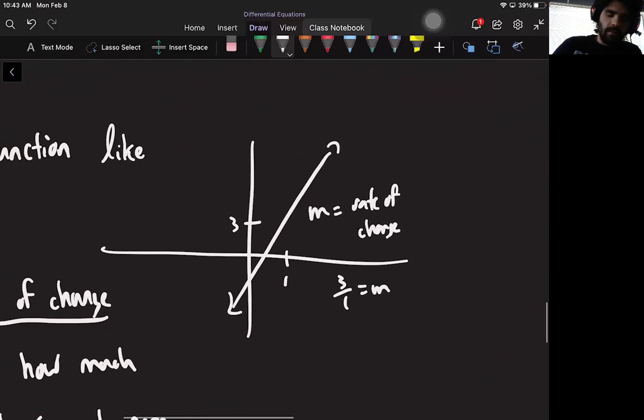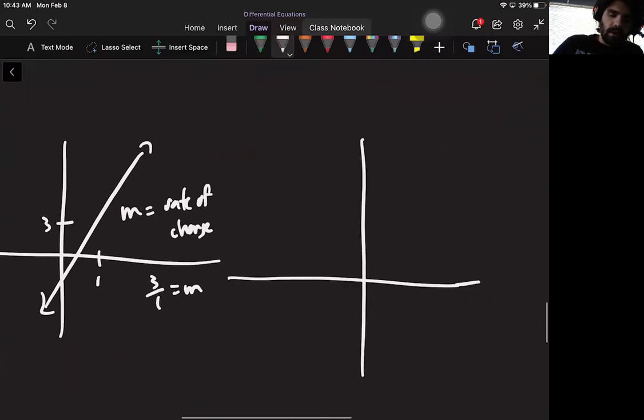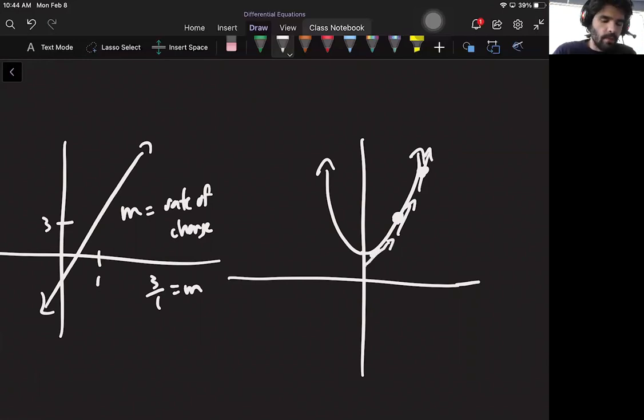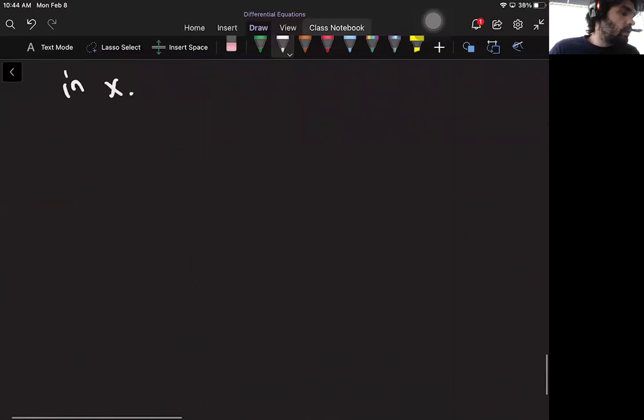But then if you have a fancier function that creates a fancier graph, like a parabola, it's not so straightforward because it's not a straight line, and it differs. And you want to think like, how fast is it going up right there? But over here, it's going up even faster. And down here, it's going up a little bit slower. So to figure all that stuff out, you learn about something called the derivative. And that's what the rate of change is.